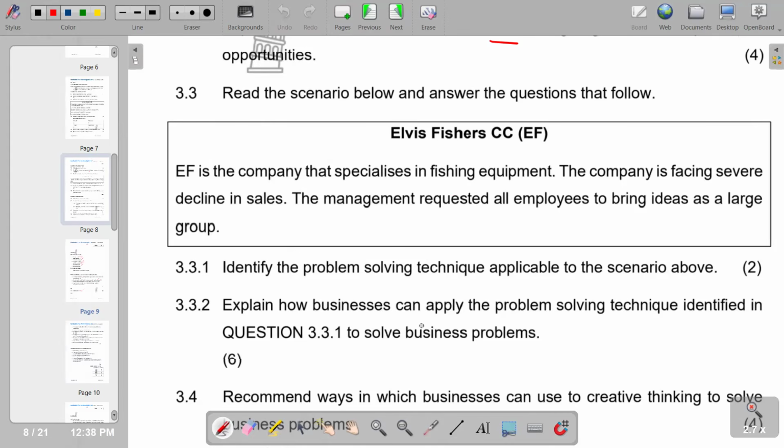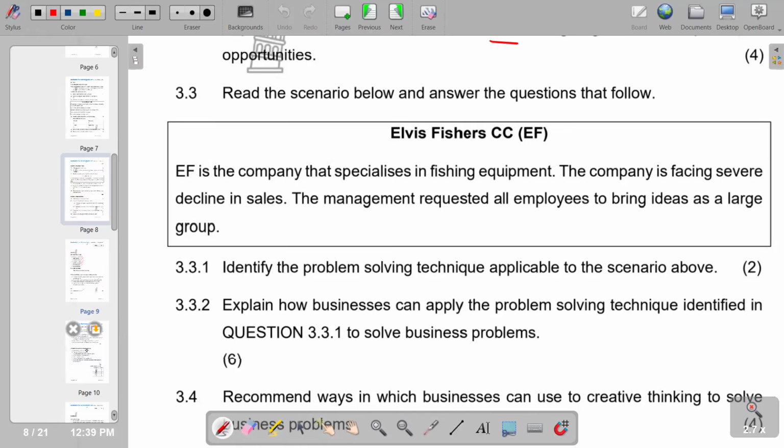3.3.2, explain how businesses can apply the problem-solving technique identified in 3.3.1 to solve business problems. So you see that they should set time limits for guiding the discussions, and also the facilitator must encourage every member to participate, and ensure that no one criticizes any of the suggestions. It's also how they can apply the problem-solving technique which has been identified there.